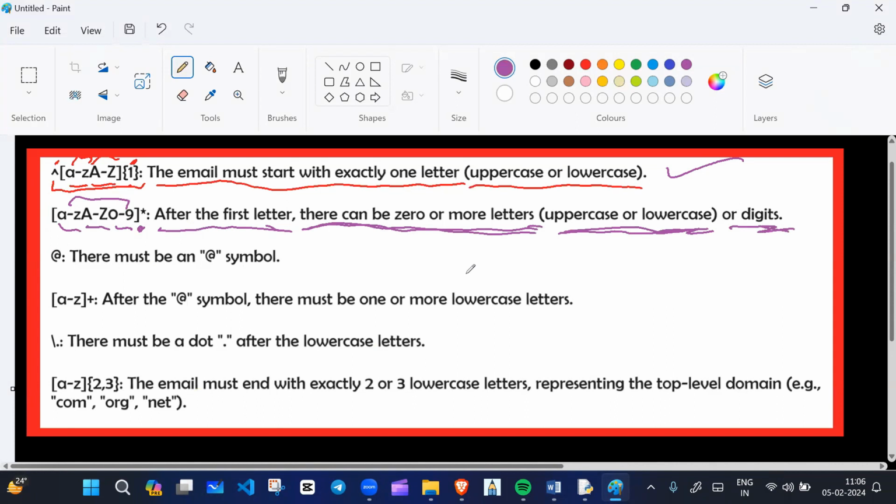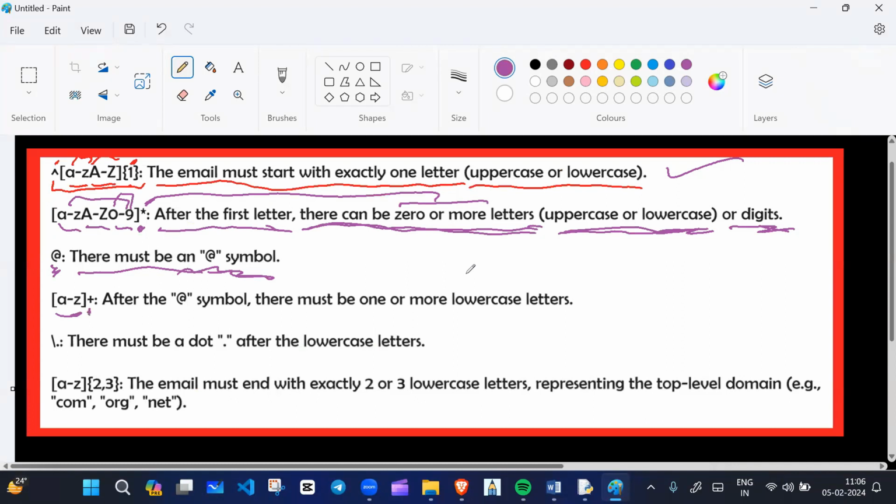Or digits, because we are writing here 0 to 9 as well. Asterisk means 0 or more. And what's the meaning of this @ symbol? There must be an @ symbol, and then A to Z, right?